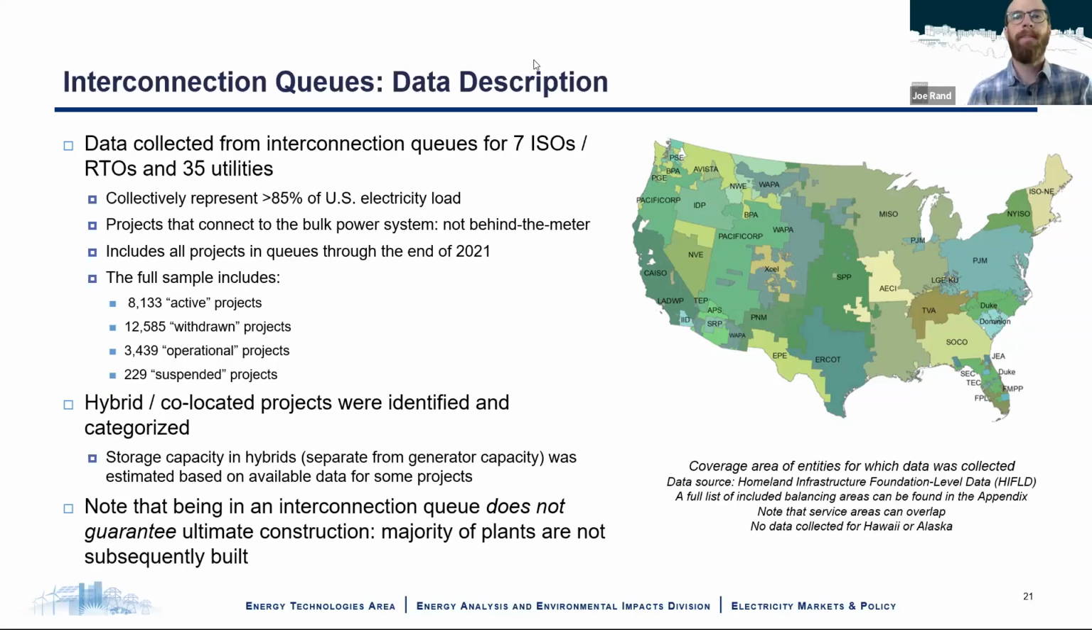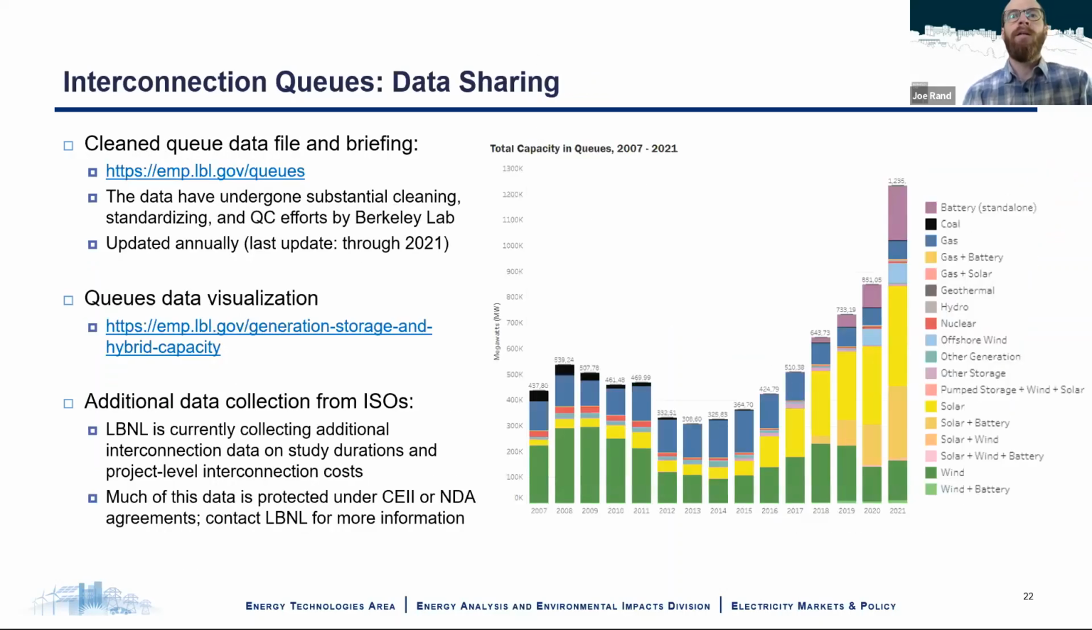Let's go to the next slide. So as I mentioned, this is an annually updated product. In addition to a briefing report that's a PowerPoint style deck, we also release a cleaned Excel format data set that can be downloaded at the link shown there, emp.lbl.gov/queues. And we also produced, as others have shown earlier today, an interactive data visualization. That's also hosted on the EMP webpage, and there's another link there, but you can also get to it straight from the landing page I mentioned above.